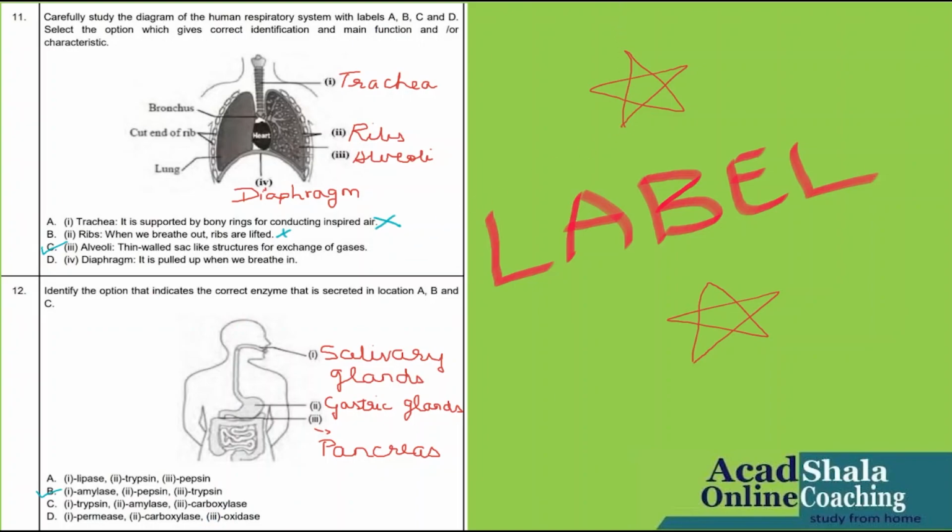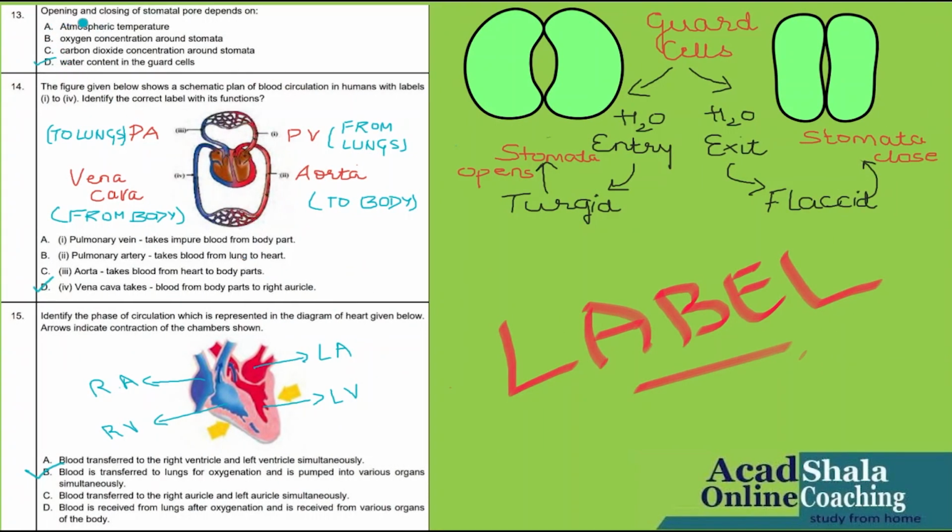Now, the next question says, opening and closing of stomatal pore depends on atmospheric temperature, oxygen concentration around stomata, carbon dioxide concentration around stomata, or water content in the guard cells. Now, children, with our prior knowledge, we know that stomata have guard cells. When there is an entry of water, the guard cells become turgid and the stomata opens. On the other hand, when the water exits, they become flaccid and the stomata close.